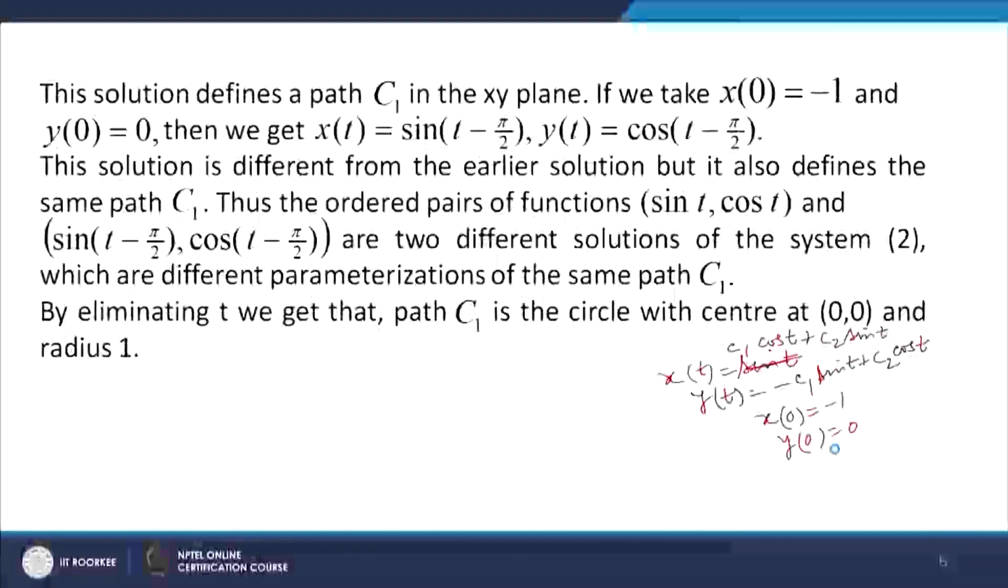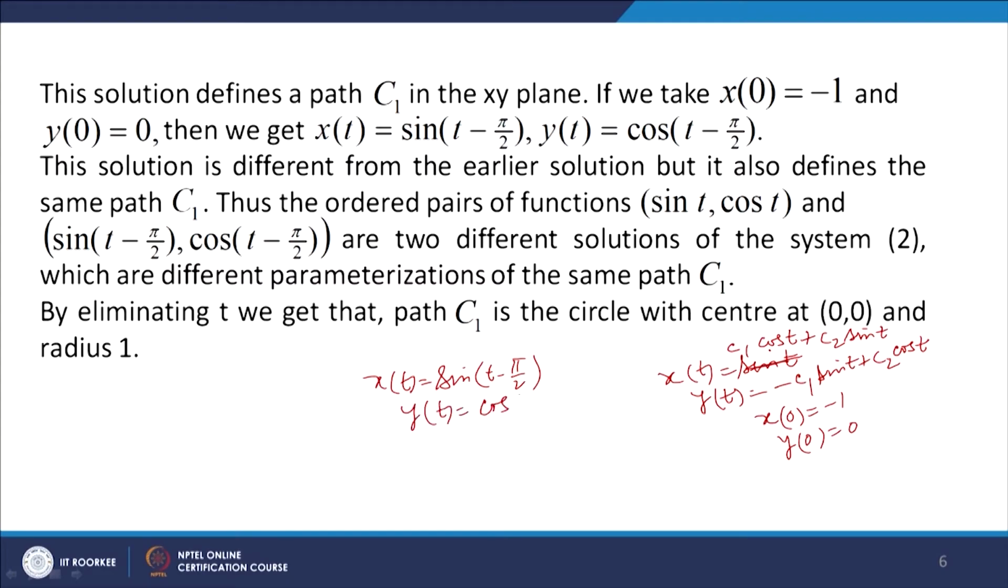Similarly, if you take the other solution x(t) equal to sin(t minus pi by 2) and y(t) equal to cos(t minus pi by 2), then it is another parameterization of the same path C1. Here, at t equal to 0, x is equal to minus 1, so we have here minus 1, and at t equal to 0, y is equal to 0, so we have this point.